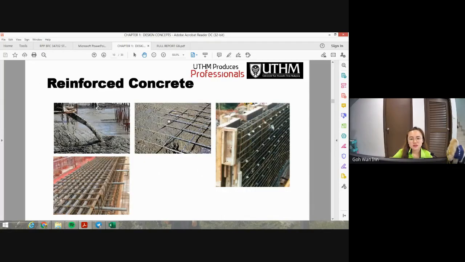So this is an example image of reinforced concrete, the slab and so on. I believe you are already familiar with this.